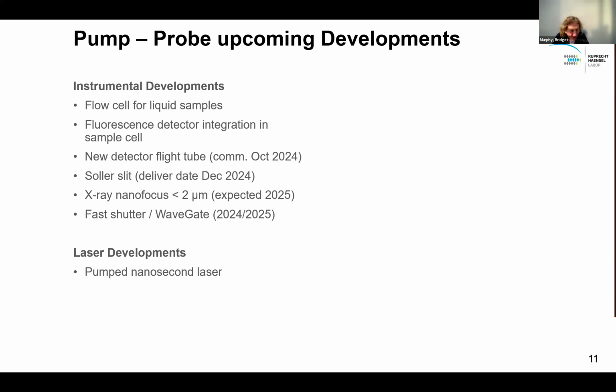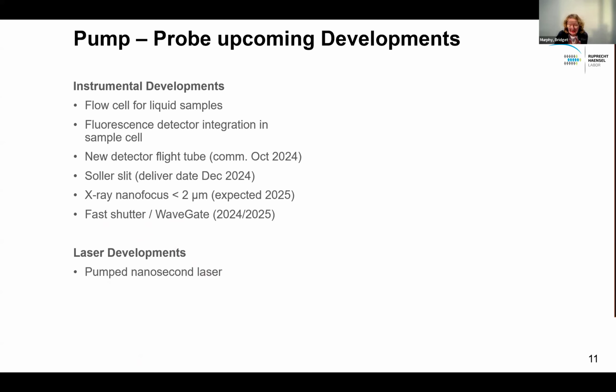And yeah, we will have some Soller slits. Actually, we expected them to be delivered in December 2024, but they haven't arrived yet. So now we have March. So I hope they'll be here before the end of this month. And we also have a project where we're working on a new fast shutter and a waveguide. And we have a new nanosecond laser as well.